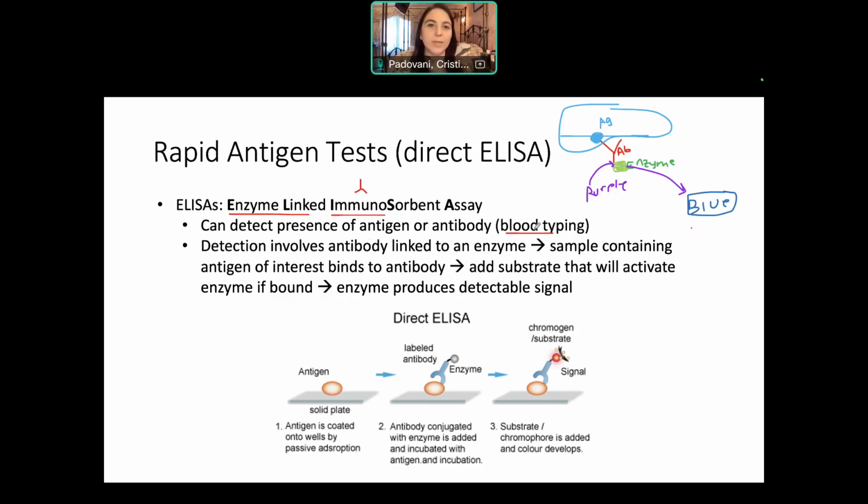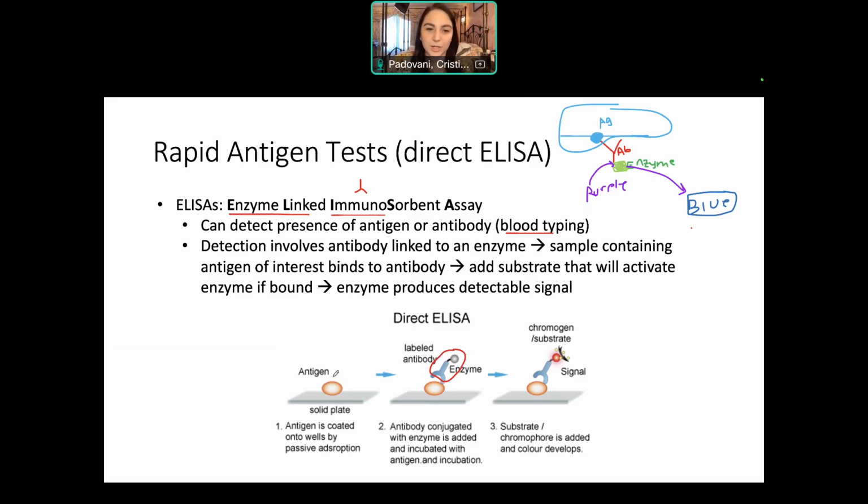So blood type, maybe not with the enzyme, but this is the idea of how blood typing works. The detection involves an antibody linked to an enzyme. So we talked about that. Let's use the actual picture. The antibody is linked to an enzyme, and then the sample containing the antigen of interest binds to the antibody.